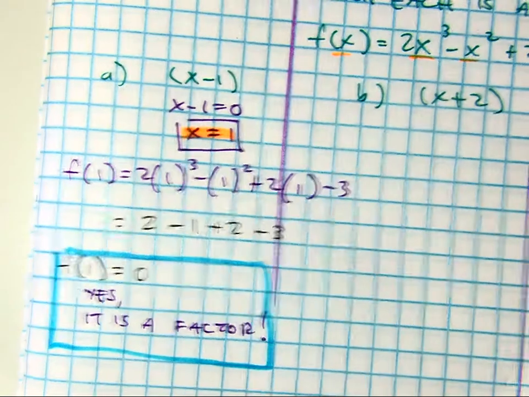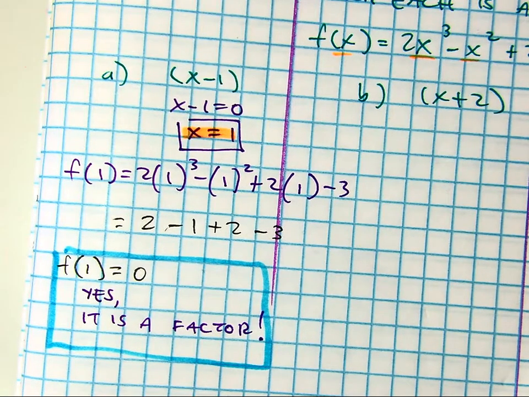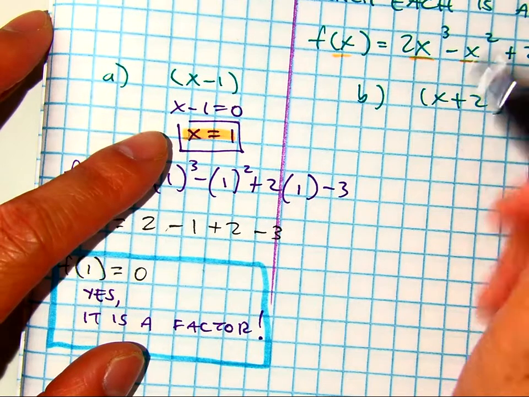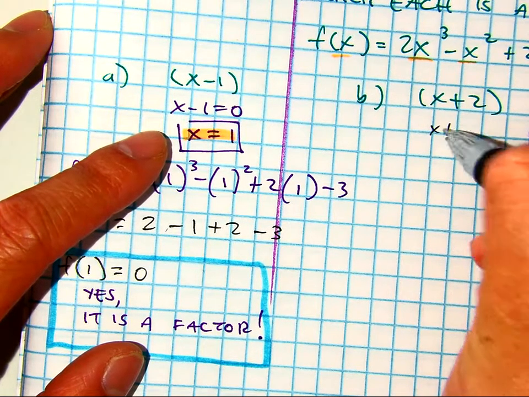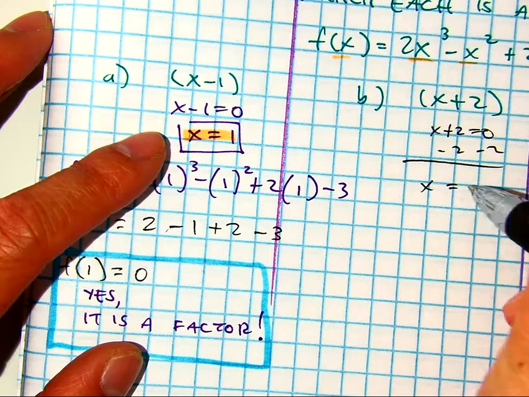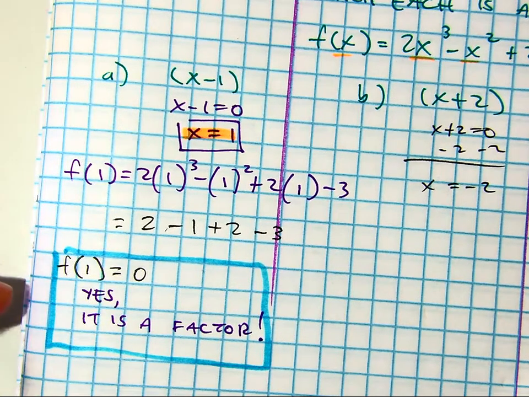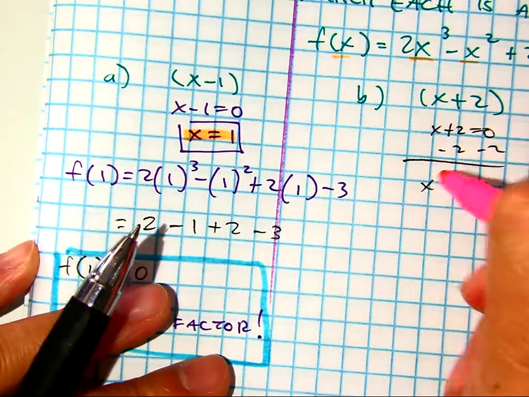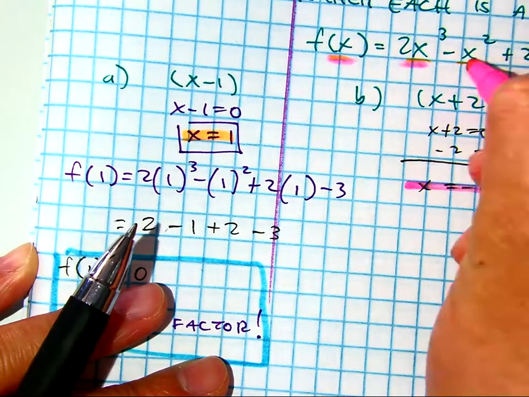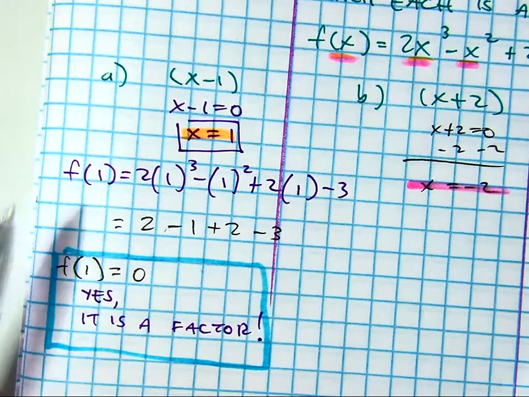Let's try the next example. If my binomial is x plus 2, class, then your x is equal to? x is equal to negative 2. Class, what do I do with that number? Plug it in for every x value. There's an x, there's an x, there's an x, there's an x. Let's plug it in.